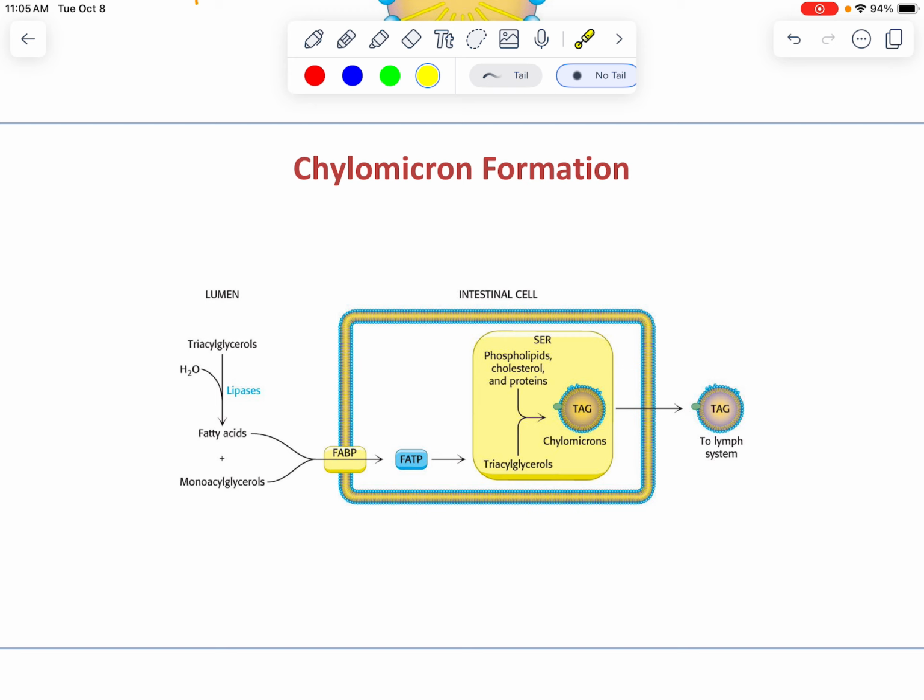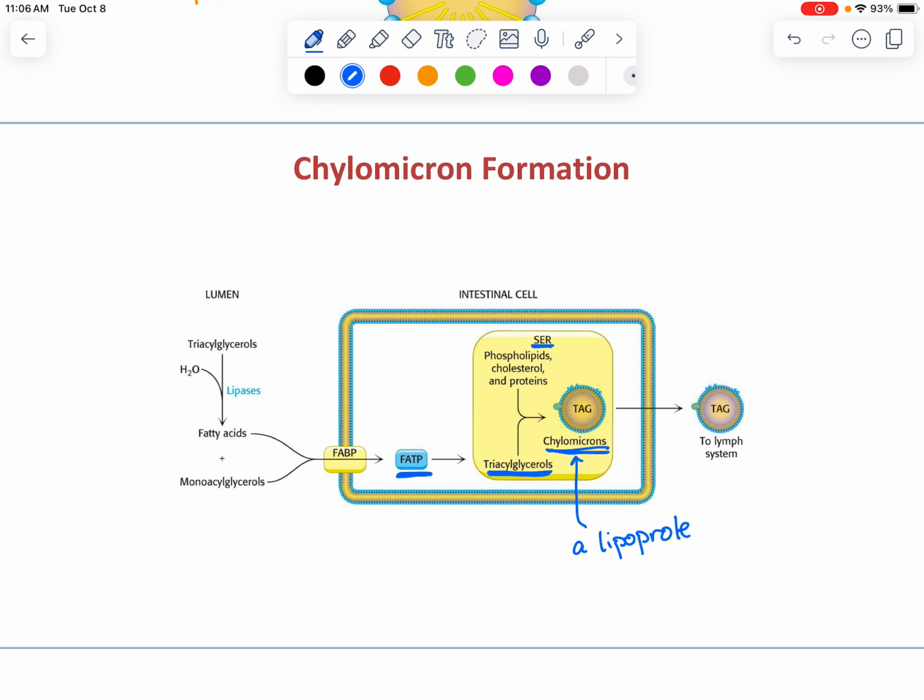Those get ported into the cell. And then something called the fatty acid transport protein transports it into the smooth endoplasmic reticulum. And interestingly, what happens there is that these things get repackaged. They reform the triacylglycerols. So we couldn't get them into the cell that way, but now we're going to reform them and we're going to package them, okay, in these chylomicrons. And these are lipoproteins.